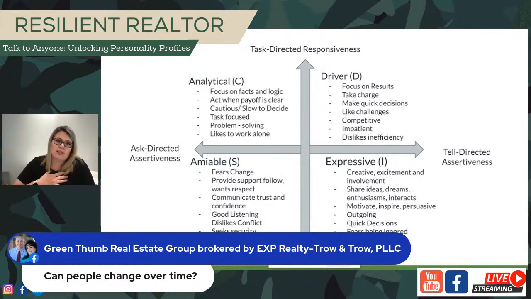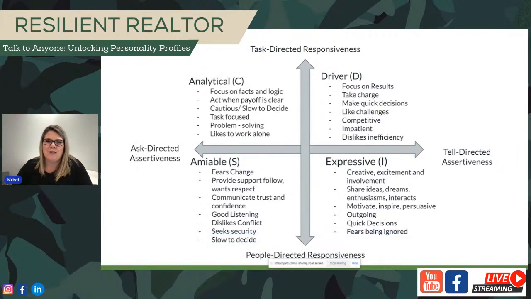So I'll use myself as an example. I am an expressive. So let's talk about expressives. They're motivation, excitement, inspiration, persuasive. They're outgoing. I meet people everywhere I go. I love talking to people. I meet people, and I like making friends. I make decisions quickly. Do not bog me down with too many details, right? They can fear being ignored, right?